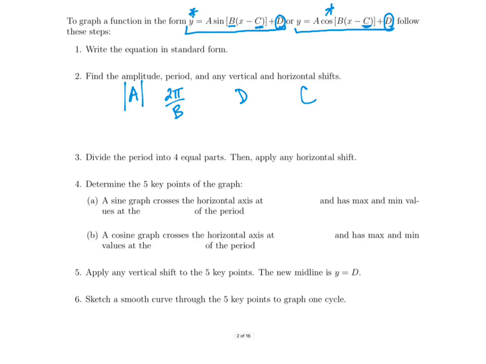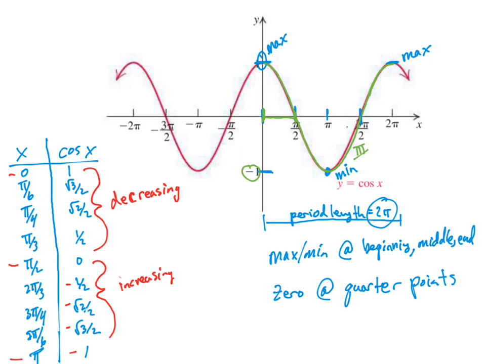Okay, then we divide the period into 4 equal parts, and then we apply any horizontal shifts. So we'll discuss this more. This is easier to see when we have an actual example. Determine the 5 key points on the graph. So back to the cosine graph. The key points were the maximums and the minimums, and then wherever it crosses the x-axis. So those red points are the 5 key points.